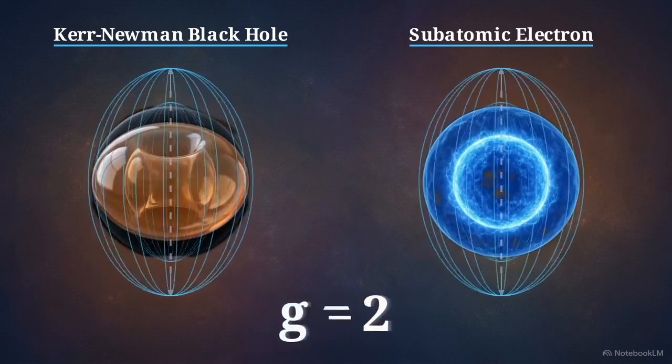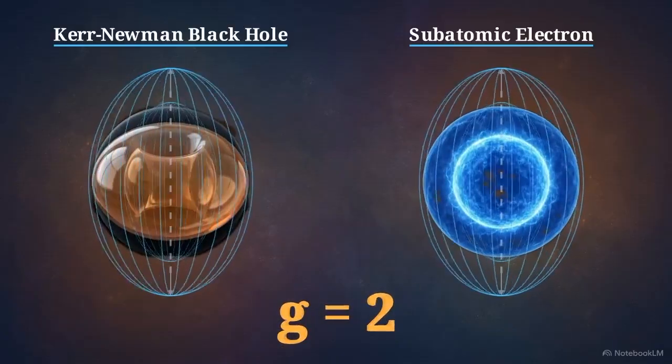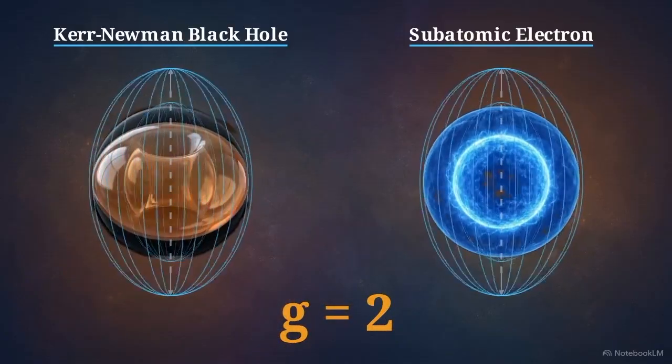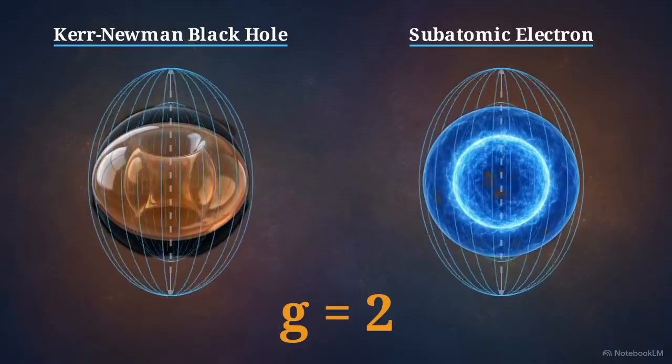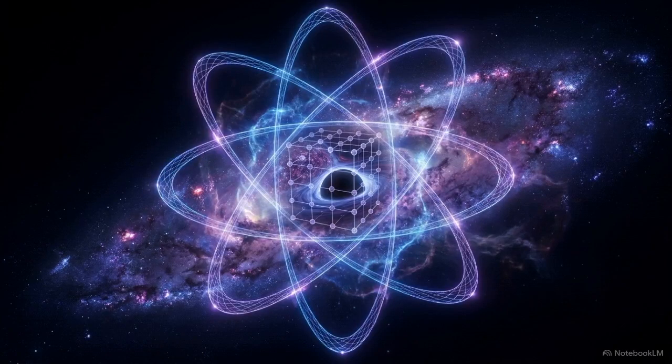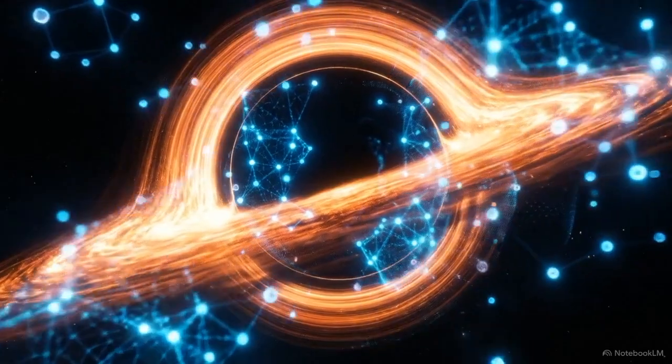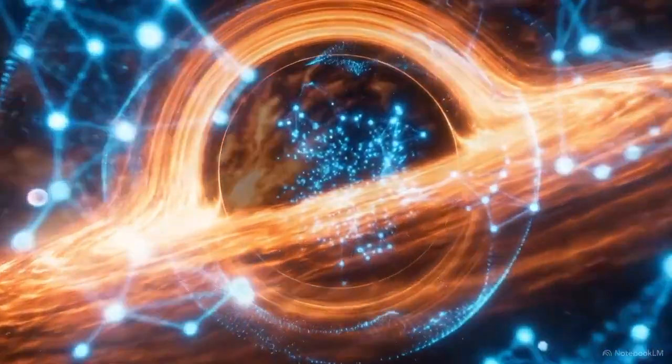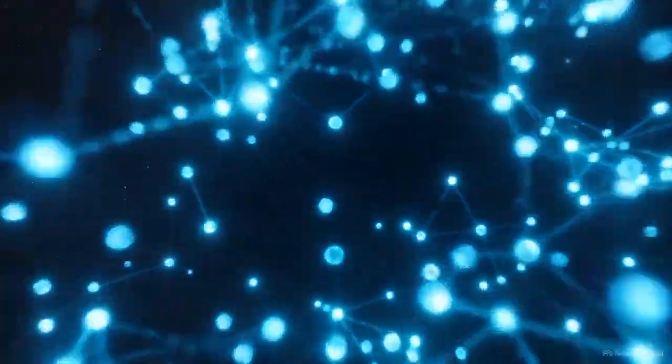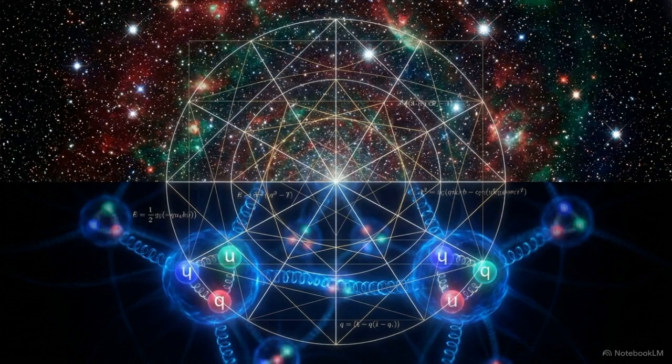For a Kerr-Newman black hole, this ratio is exactly 2, which is the same value Dirac calculated for a subatomic electron. This means the mathematical description of a massive celestial object yields the same ratio found in a fundamental quantum particle. This overlap provides a mathematical intersection between general relativity and quantum field theory. It is a rare instance where the equations for a massive star align with the properties of the subatomic world.